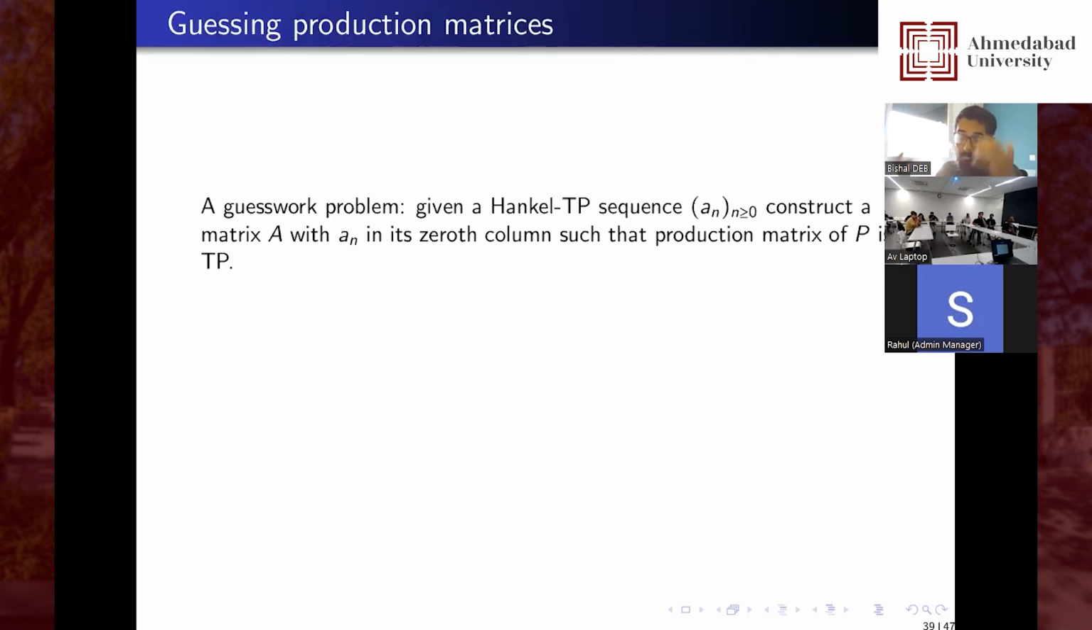So here is a computational problem. I give you a sequence; put the sequence in column 0 of an infinite matrix and fill the matrix such that the production matrix of this doubly infinite matrix is totally positive. How do you do that? This is usually the hardest part which we try to answer, and it's usually dependent on the problem we are trying to solve.